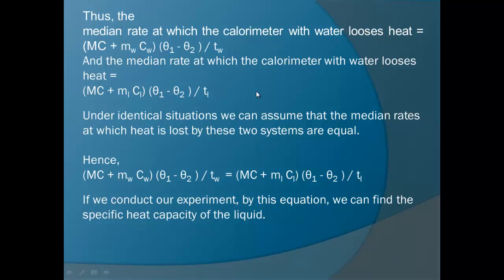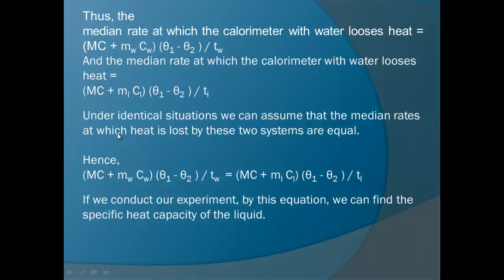And when you think about water, we have to take the calorimeter plus water system. For water, the mass of water is MW, the specific heat capacity of water is CW, and the rate of change of temperature is theta 1 minus theta 2 over TW. Similarly, for the calorimeter with liquid, the rate at which it loses heat is equal to MC plus ML times CL times theta 1 minus theta 2 divided by TL.